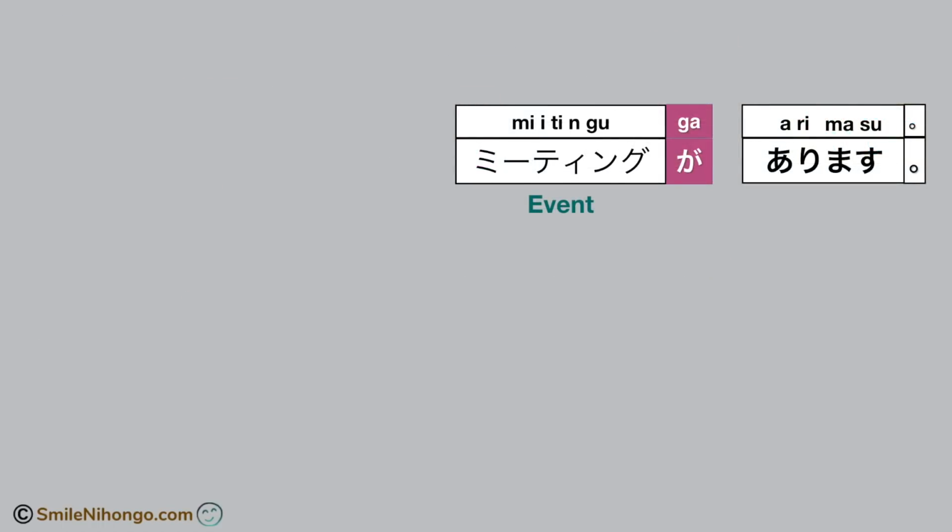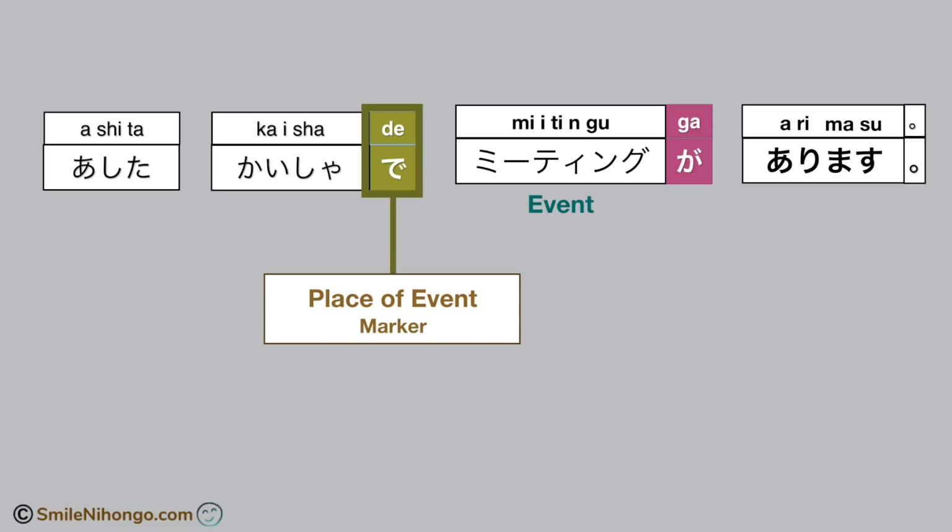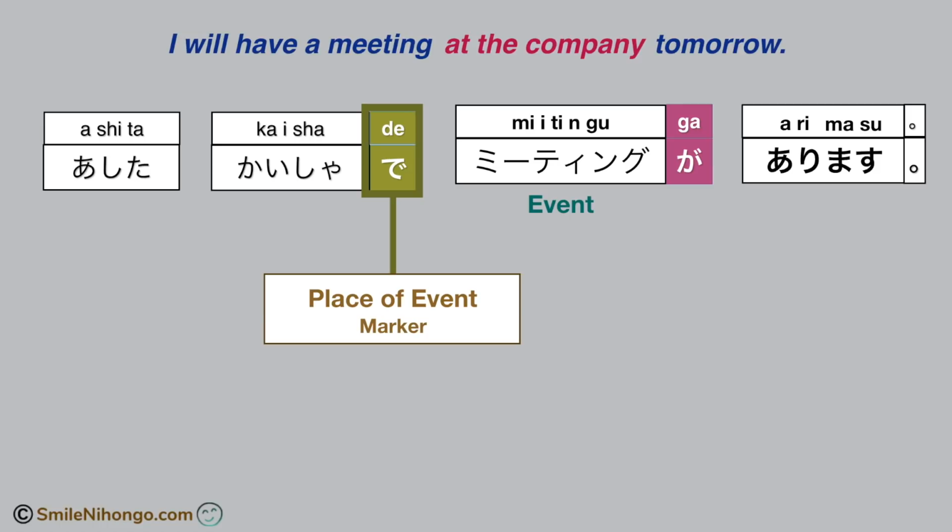The only exception is when you use あります for an event, because when you have an event, actions are usually involved at the event. That's the only time that you can mark a place with the particle で and then use あります in your sentence, like this. 明日、会社でミーティングがあります。I will have a meeting at the company tomorrow.